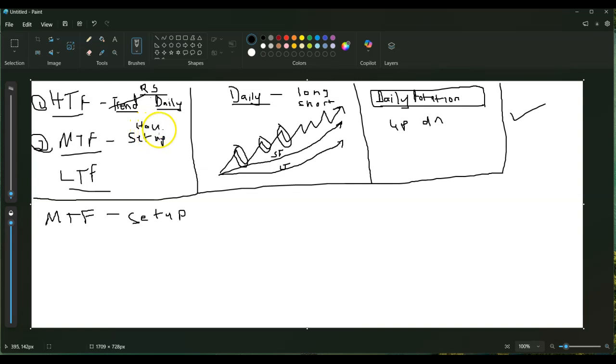Obviously, you can change this around to tick-based periodicities, right? Stuff like 4,000 tick or 5,000 tick or whatever. But on a time periodicity, the high time frame is typically the daily, and the medium time frame is the hourly. And the medium time frame is used to identify the setup. All right. Now, what is the setup that you can pick? There are many of them. The basic setup is a pullback setup.